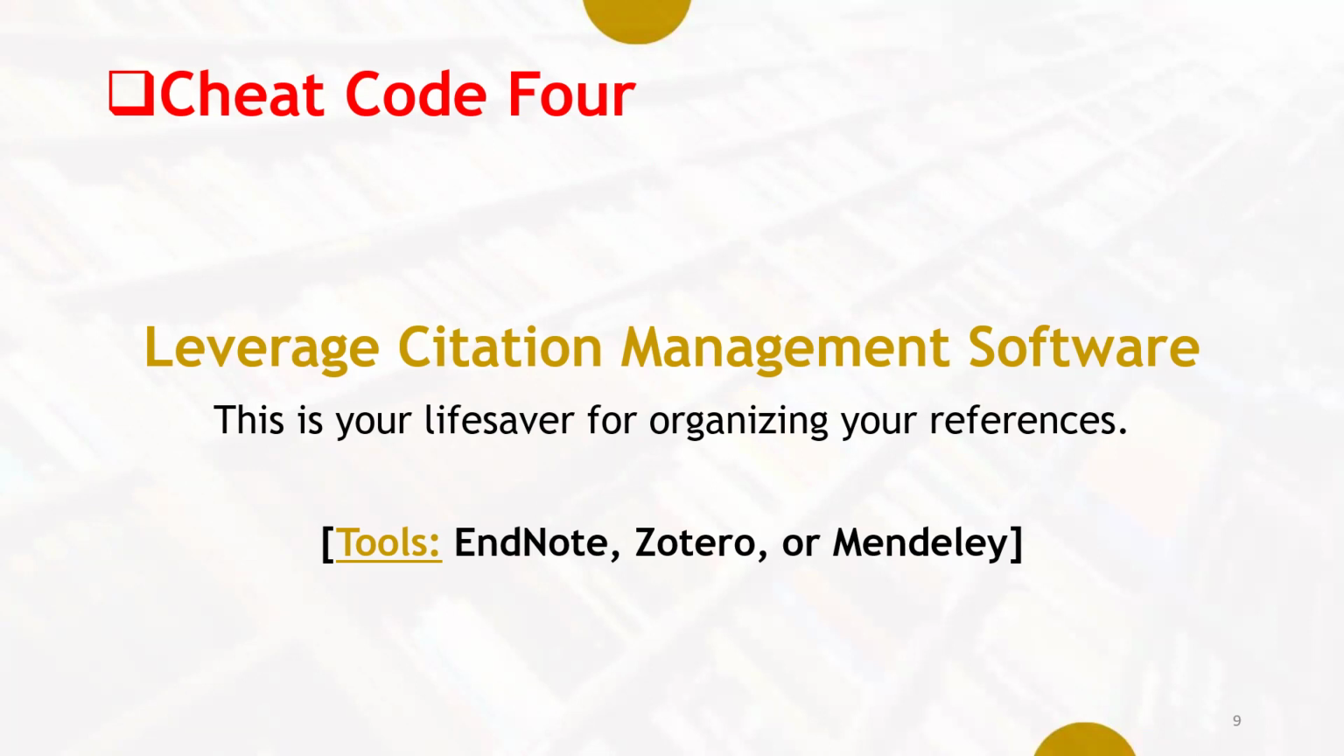Cheat code number 4: leverage citation management software. Tools like EndNote, Zotero, or Mendeley are lifesavers for organizing your references. They not only help you keep track of your sources, but also automatically format citations and bibliographies for you. Trust me, this will save you hours of tedious work.